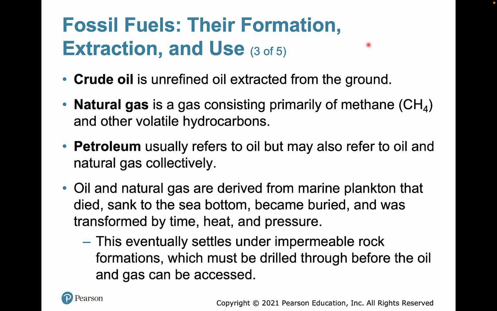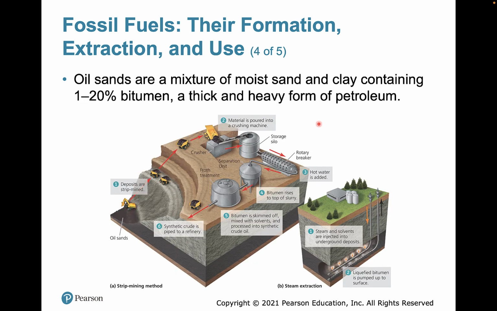So when you pull fossil fuels out of the ground, you can get crude oil. It's unrefined oil that comes out of the ground, typically out of a well. Natural gas is less dense, so it sits on top of the crude oil deposit. It's mostly methane, but some other easily evaporated or volatile hydrocarbons. Petroleum is the overall name we give to these things, crude oil and natural gas. We talked about how they derived from marine plankton in the picture.